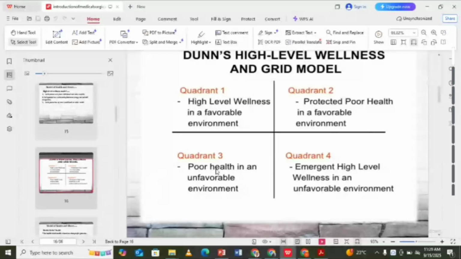Then you have, imagine, high level wellness in an unfavorable environment where one wants to take care of their health, their well-being. They are willing and they are aware of how to take care of that. But then the environment does not allow them to maximize what they have to its full potential for their own well-being.